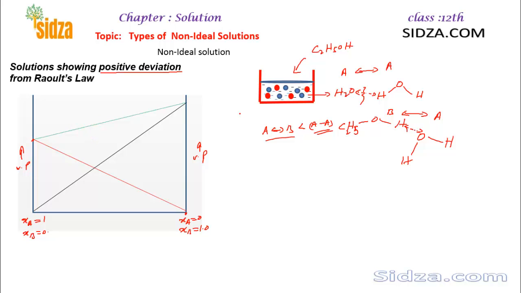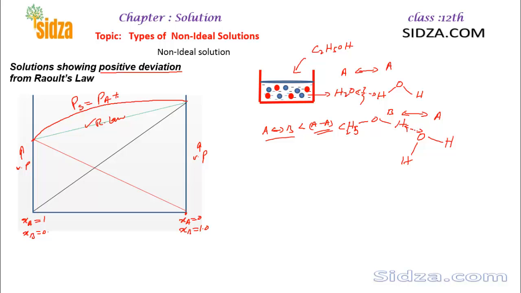But in this case, the solute and solvent molecules have a weaker intermolecular force of attraction. That means the vapor pressure of the solution will be more, because vapor pressure depends on the intermolecular force of attraction. Once you add ethanol to the water, the force of attraction between the solute and solvent molecules is less, and therefore the actual vapor pressure of the solution will be like this. You expect it like this, but the vapor pressure of the solution will be like this. The actual vapor pressure will be more than what you expect as per Raoult's law.